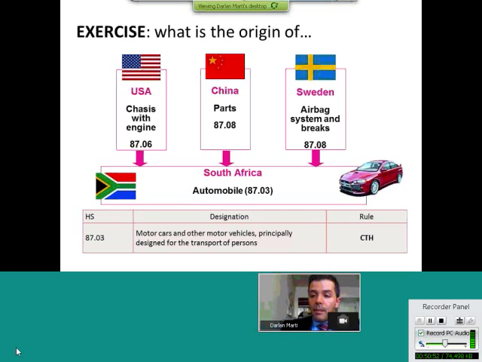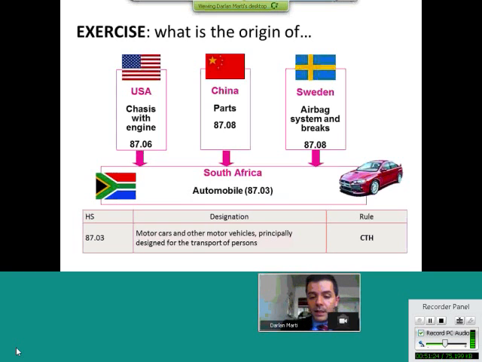Let's now see a second example, and this is not on value. This is working with tariff shift or changing tariff classification. You have the case of cars that are assembled in South Africa, and this manufacturer brings the chassis with the engine from the United States, all other parts from China, and then a complex airbag and braking system from Sweden. He puts all of that together in South Africa, and the question is, where is that car from?